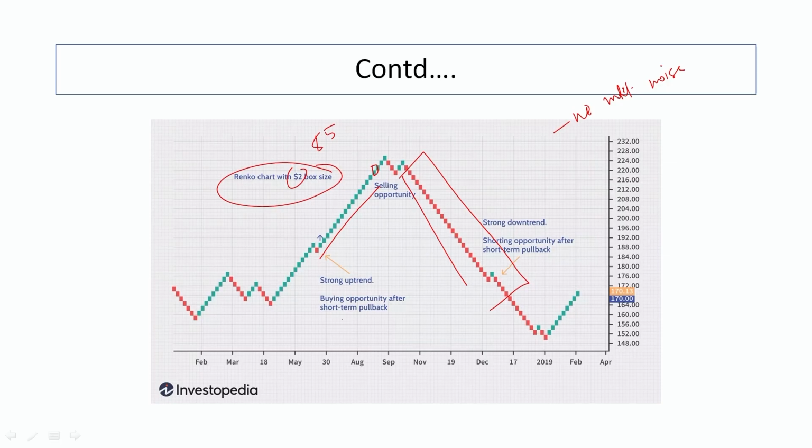So in this particular chart, we can see that there is a strong uptrend and a buying opportunity after a short pullback. And here the red is showing a downtrend. Shorting opportunity after a short pullback is there, because a sudden correction has been made, and again there is a downtrend. So on the basis of this chart, we can analyze what is going on in that particular stock and what type of signals we can generate.